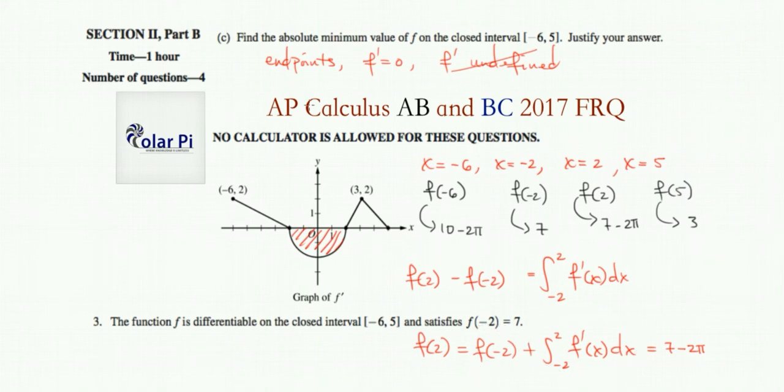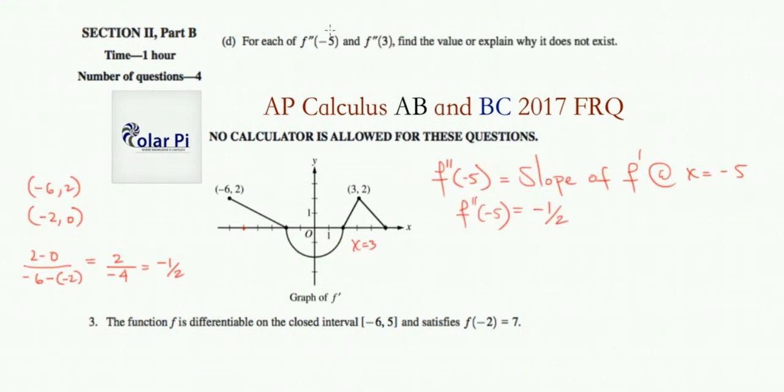Okay, just wanted to, yeah. Anyway, part D coming up, and let's wrap this up. Cool, keep watching. Part D here, and in this part we have to find f double prime of -5 and f double prime of 3.